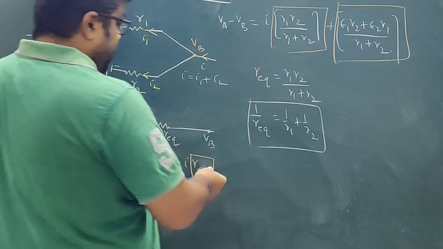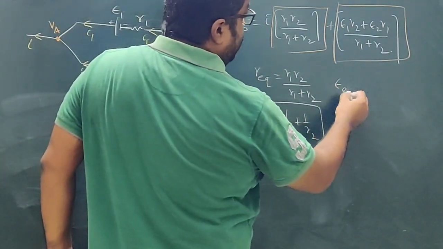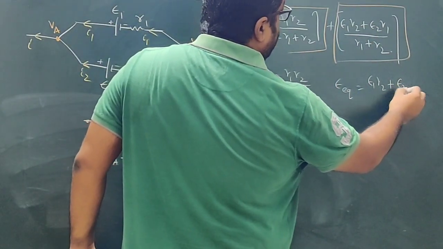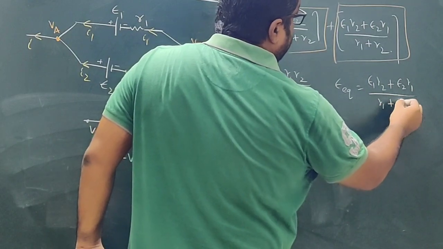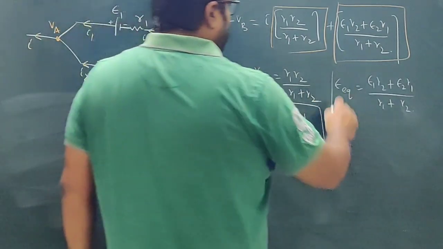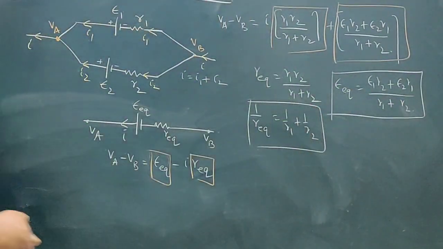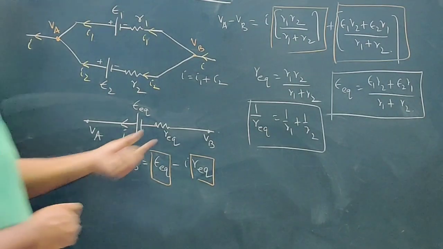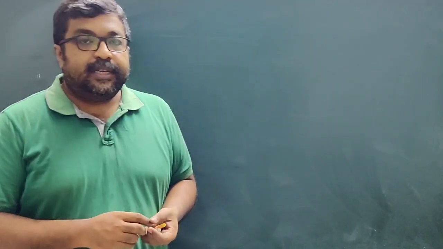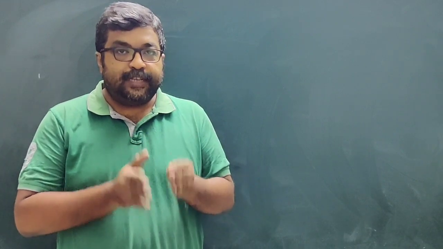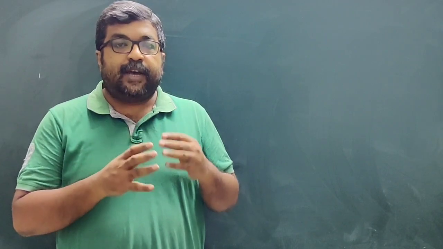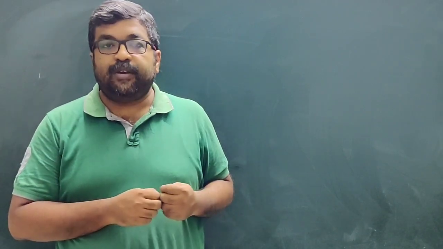Okay, and this E equivalent, that is the equivalent EMF, is given by this term, so that is E1 R2 plus E2 R1 divided by R1 plus R2. This is the expression for equivalent EMF, and this is the expression for equivalent internal resistance. Okay. So now we have studied grouping of cells in series and grouping of cells in parallel. Now let us have another approach to this grouping of cells.